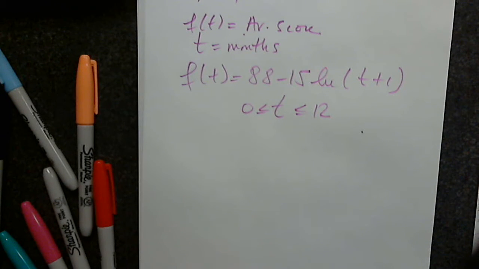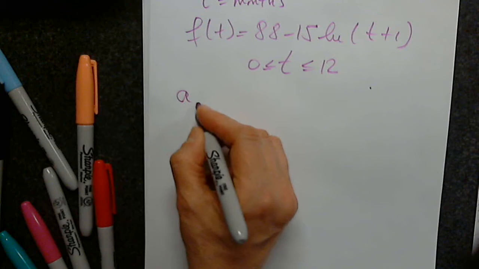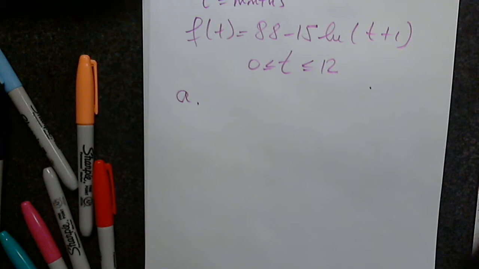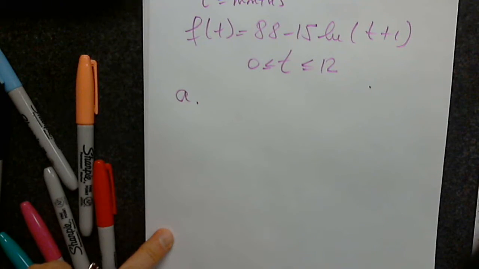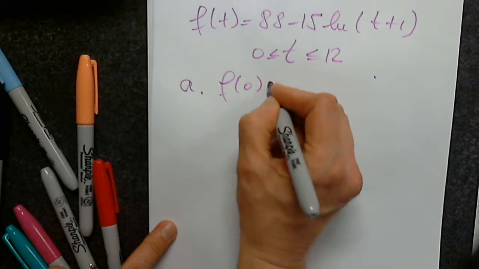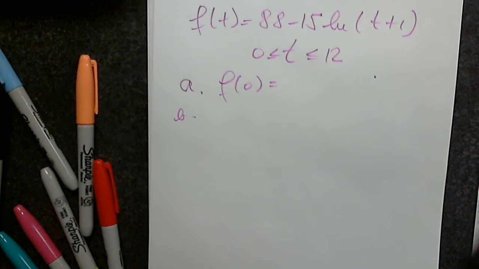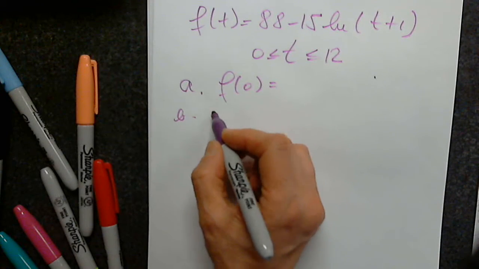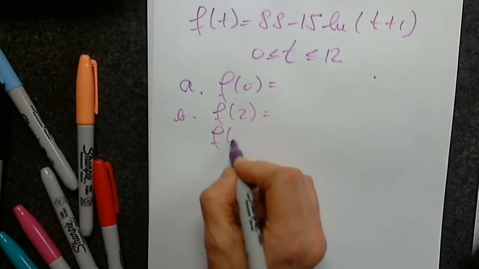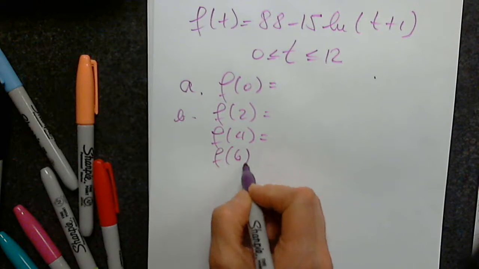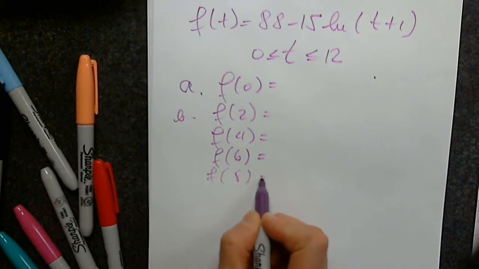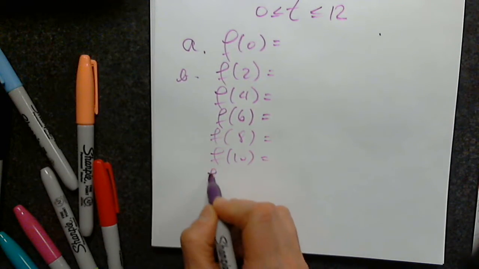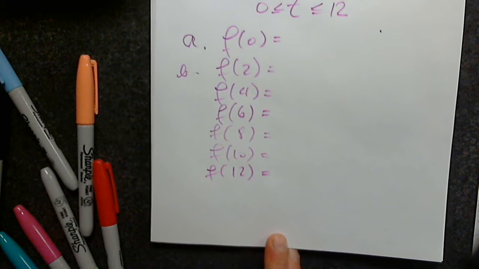What was the average score on the original exam? What does this mean? What am I asked to find? The average score on the original. Say it again. Exactly. I have to find f of 0. We'll do that with a calculator in a minute. What was the average score after 2 months? What am I asked to find? Very good. After 4 months. After 6 months. After 8 months. After 10 months, after 1 year. And then sketch the graph.